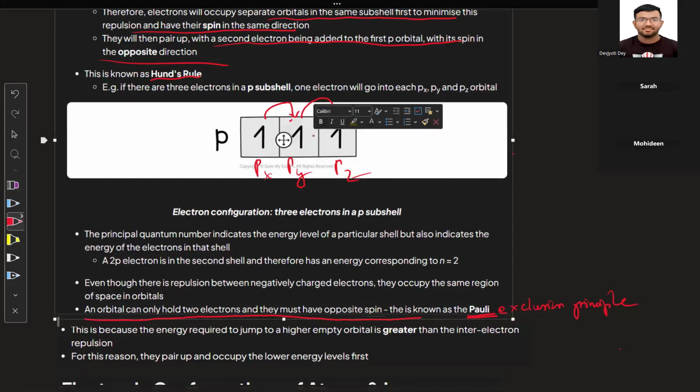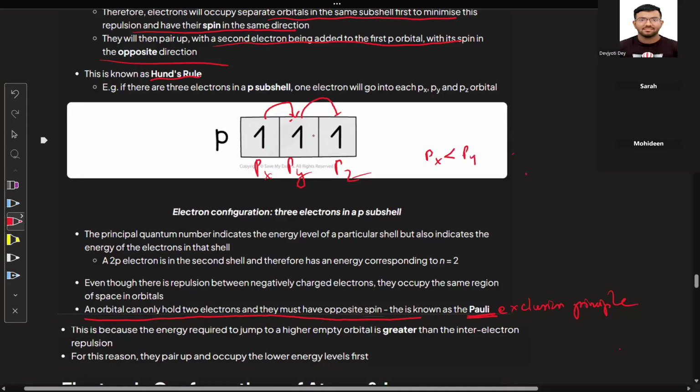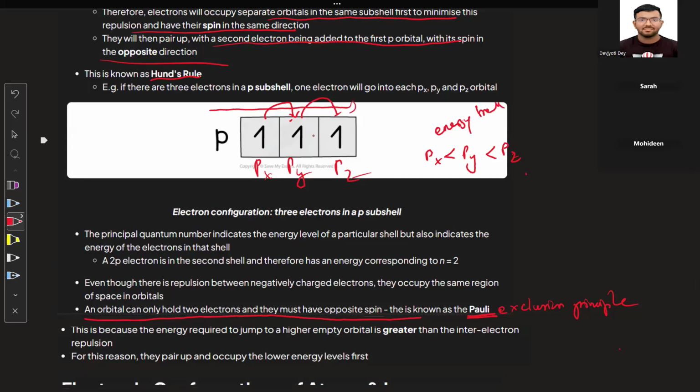No, actually, I made the opposite mistake. This is the energy trend. As you go this way, the energy tends to increase. Now, what does Hund's rule say? Hund's rule states that two electrons will not occupy the same orbital together. Rather, at first, one electron will occupy each of the three orbitals consecutively, and after that, the other electrons will occupy like this.